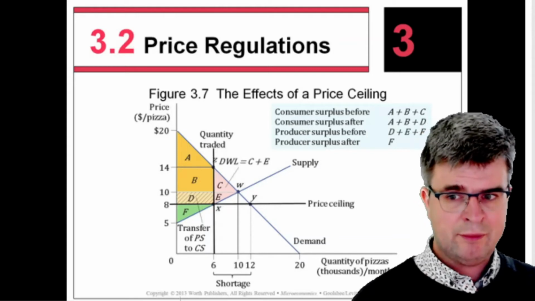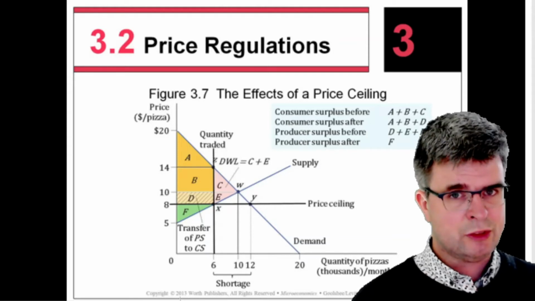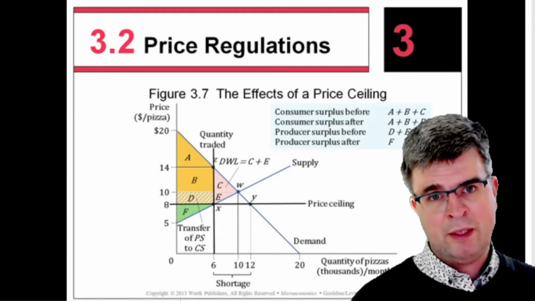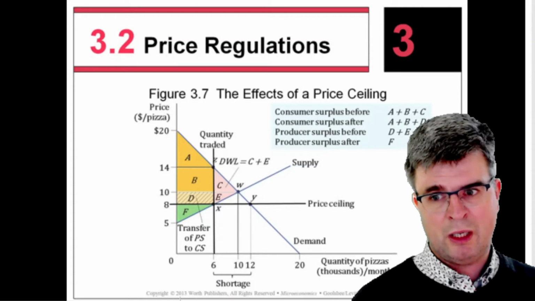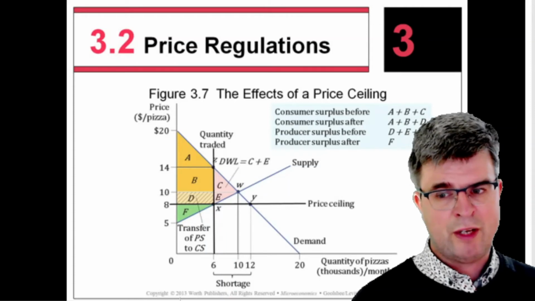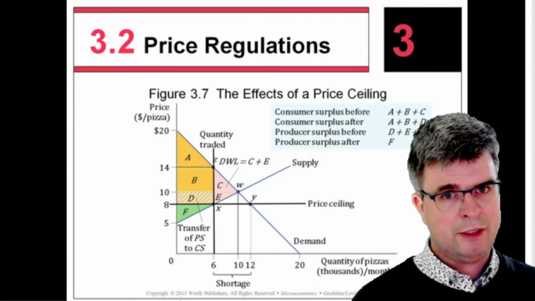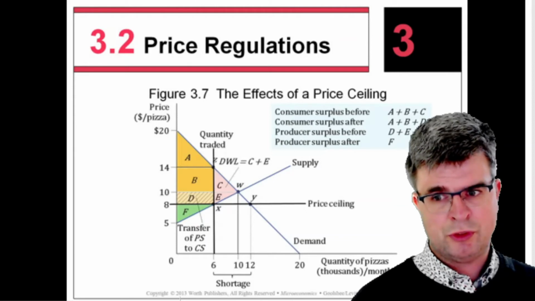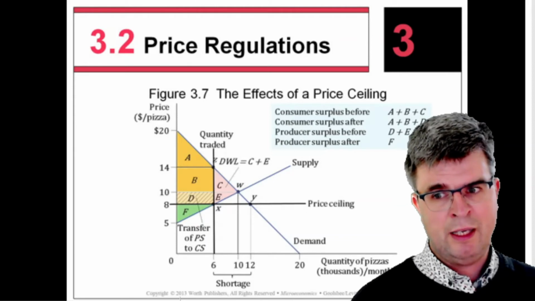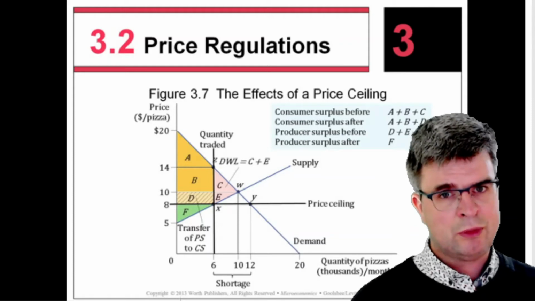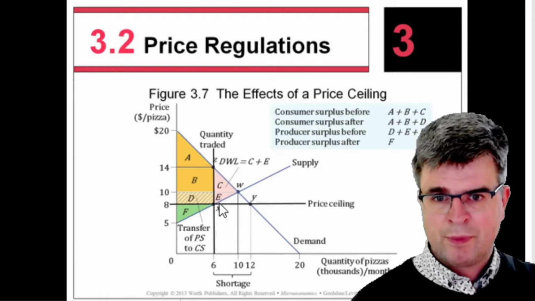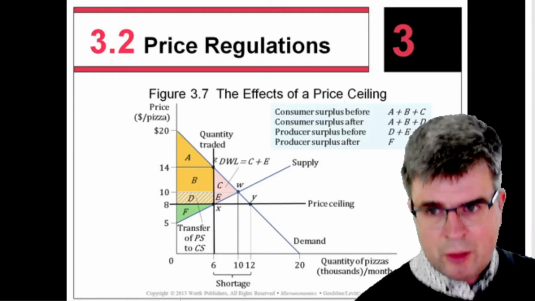On the other hand, there are producers who have a cost structure such that at a price of 10, they would derive benefits from supplying pizzas to the market, but now given the price ceiling of 8, they cannot supply these pizzas, leading to a loss in the producer surplus equal to the area E, which also counts as part of the deadweight loss.